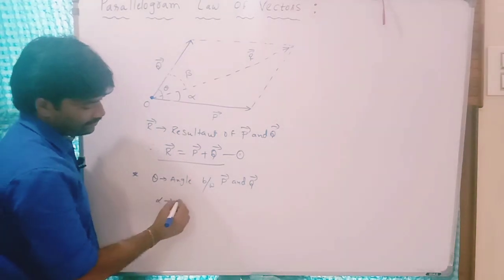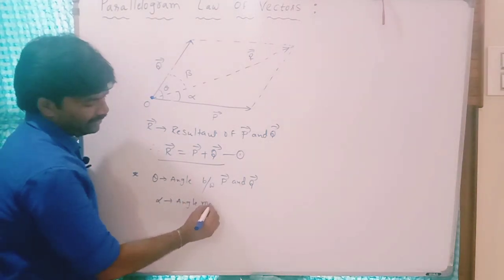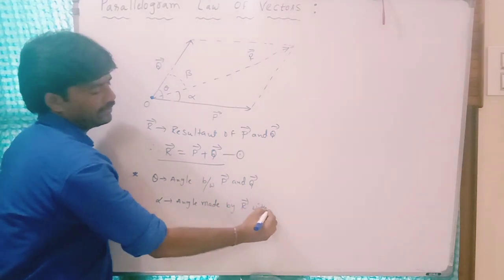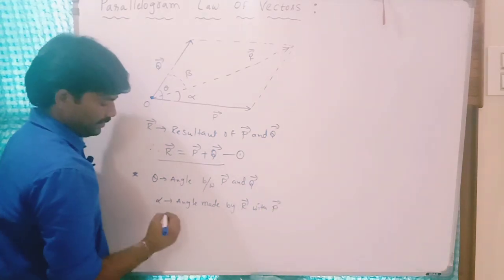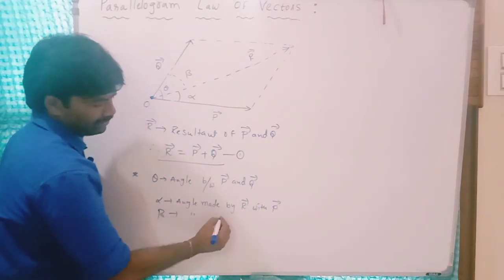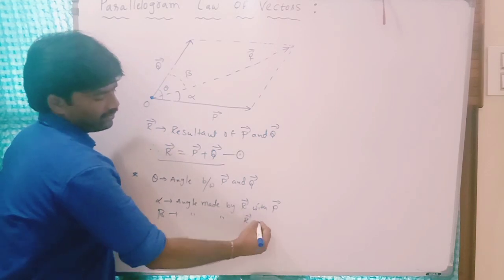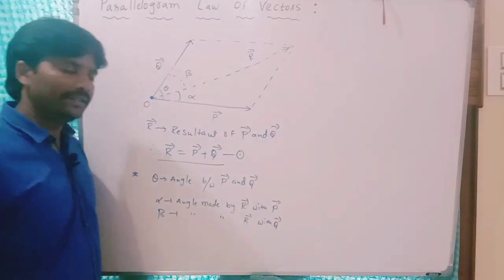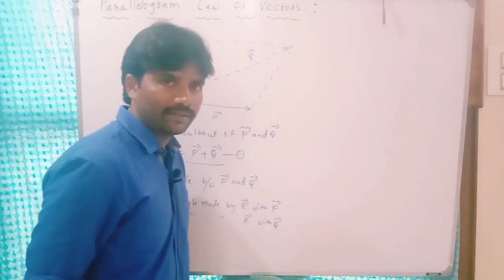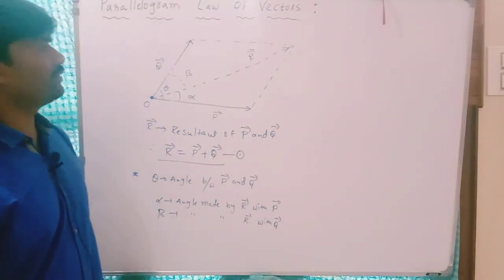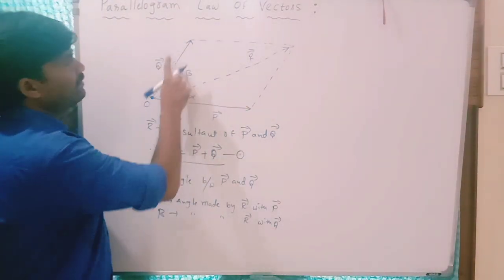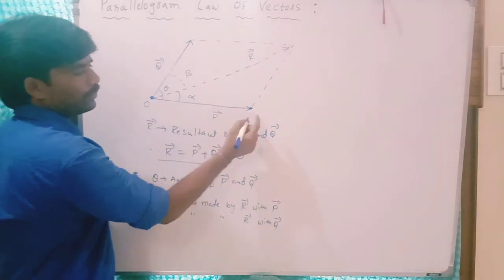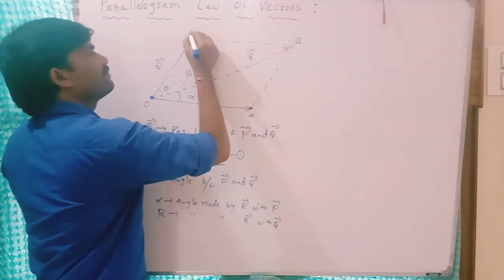What is alpha? The angle made by the resultant vector R bar with P bar. And beta is the angle made by the same resultant vector with Q bar. So alpha and beta give the direction of R bar. For the magnitude of this R bar, let us give names to these corners of the parallelogram. This we have already taken as O. This is A, B, C.